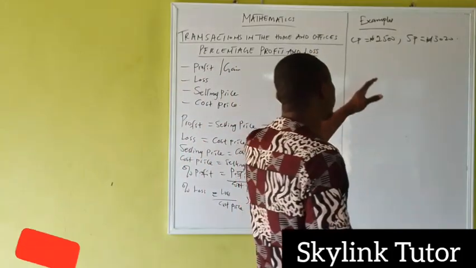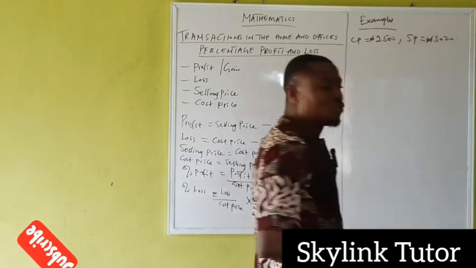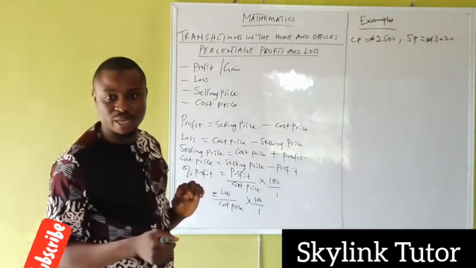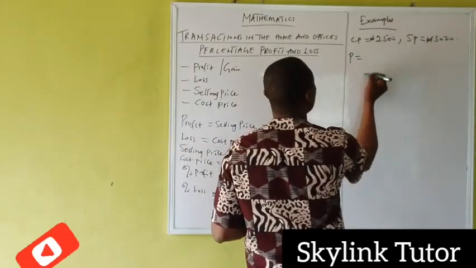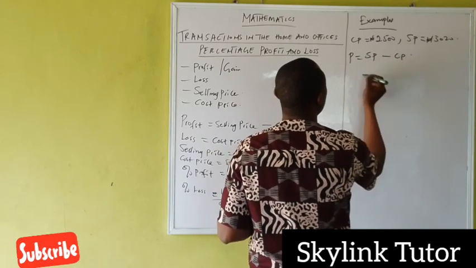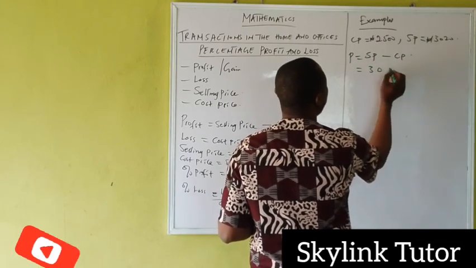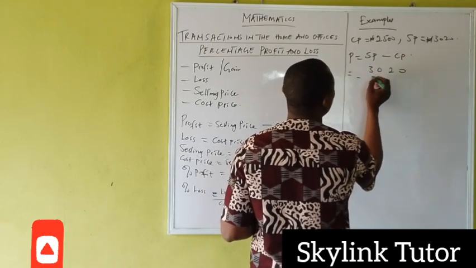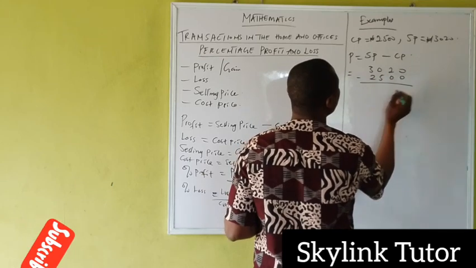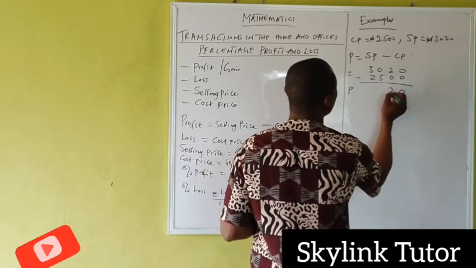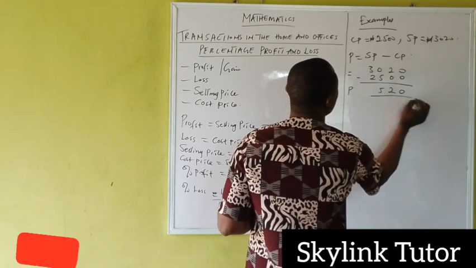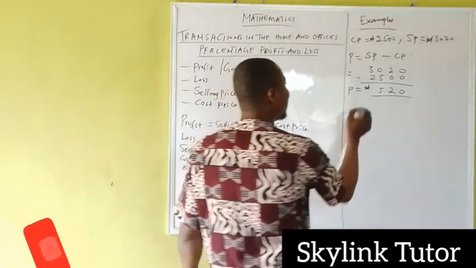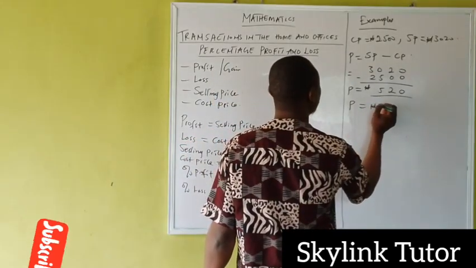Here we can actually know that we are making a profit. So since we are making a profit here, what we are going to calculate first is the profit that we have made. Our profit is equal to selling price minus cost price. So if you say 3,020 naira minus 2,500, you first get your profit. So your profit is 520 naira.